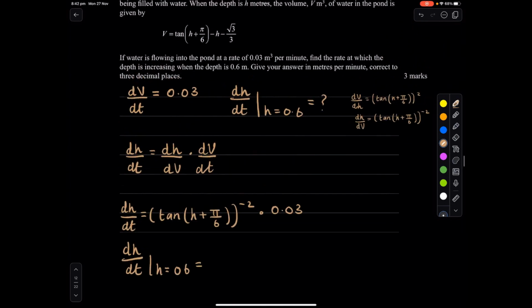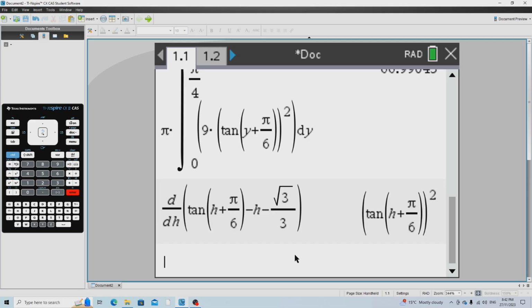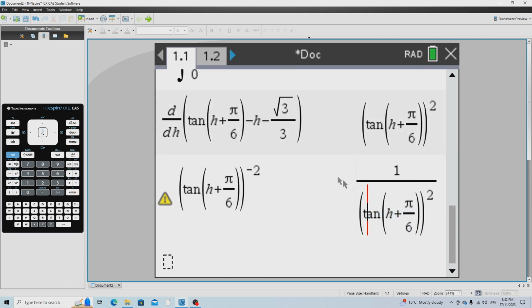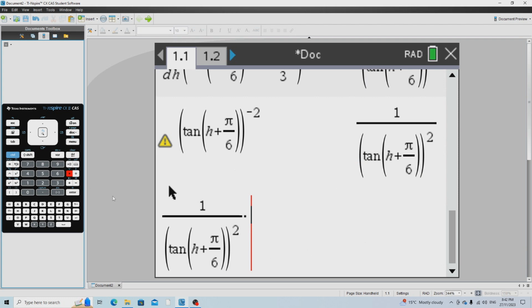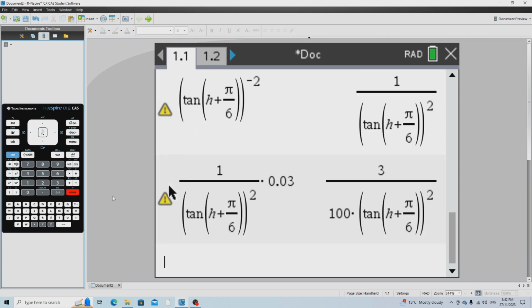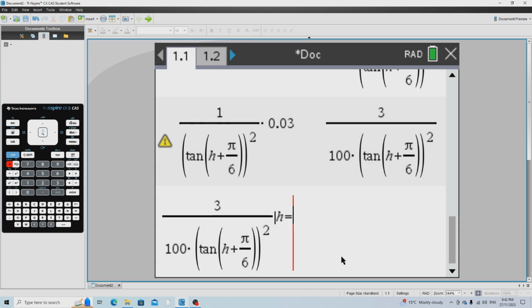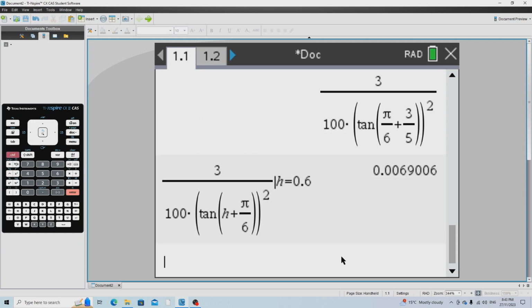Now that's going to be easy, so let's do that in a calculator. So this over here, imagine finding the reciprocal. Oops, just put a negative over here. That's a reciprocal now. So we have this, and we're going to multiply it by 0.03, and we get this beautiful expression. Now we're just going to find when h is equal to 0.6. And that gives us, control enter, this value.